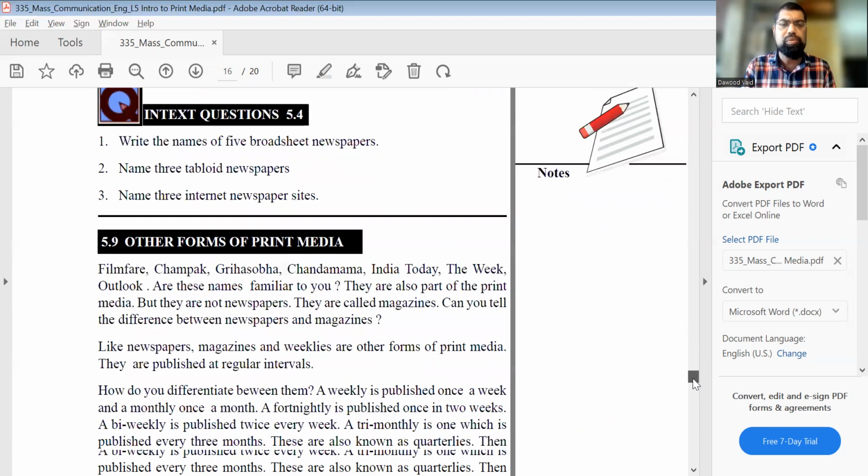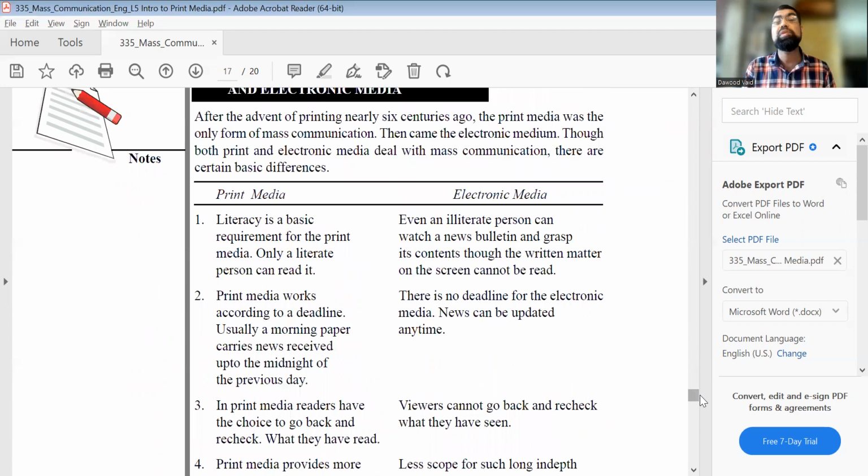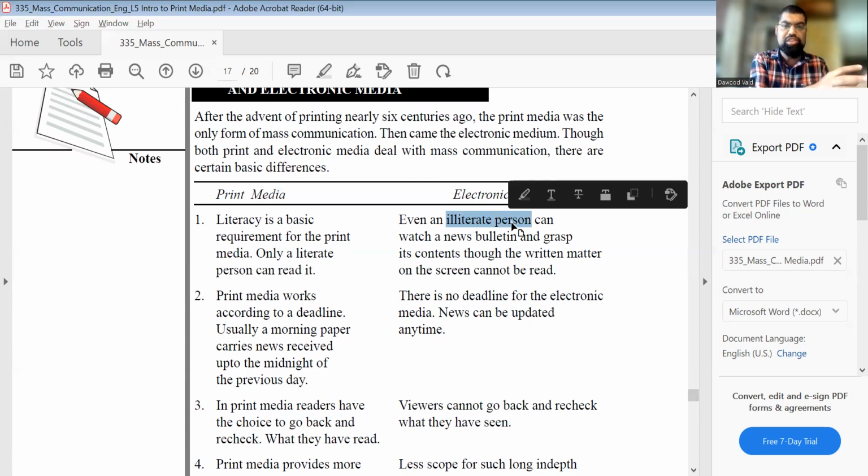The last thing is the difference between print media and electronic media, a very short question. Most of us look at it and ask, what is the common thing? Now, for print media, you must be literate, so reading is a very essential part of print media. But with electronic media, an illiterate person can also hear, and this becomes part of the thinking. So print media requires literacy, while electronic media requires no reading skills.